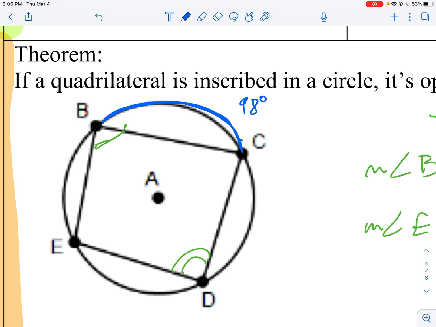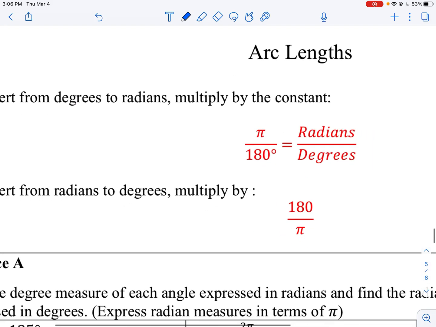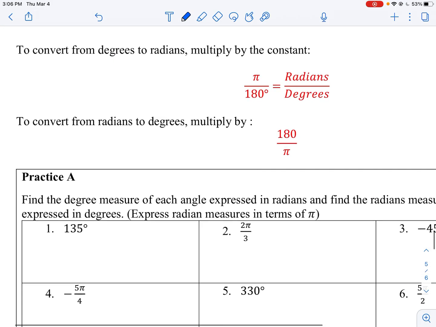There's arc measure, that's degrees. And there's arc length, which is the distance. Today we're going to figure out how to find that. But first you have to remember how to get into radians, because you can't get arc length with just degrees. You have to use radians.